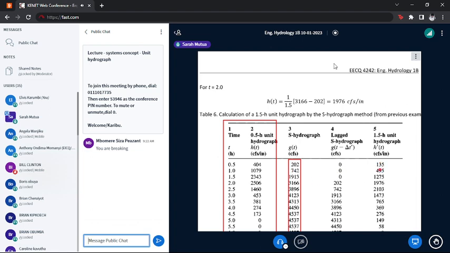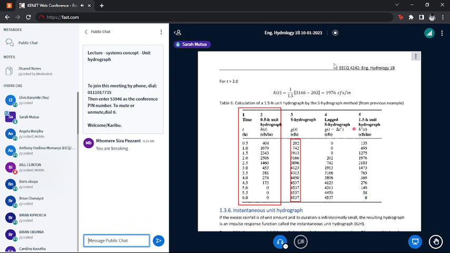742 minus 0 divided by 1.5, 1913 minus 0, that is 1275. 3166 minus 202 is equals to 1976, and so forth. And you do it until the end. And finally, you plot your 1.5 hour unit hydrograph. You can plot it or you can leave it. But now this is the 1.5 hour unit hydrograph.